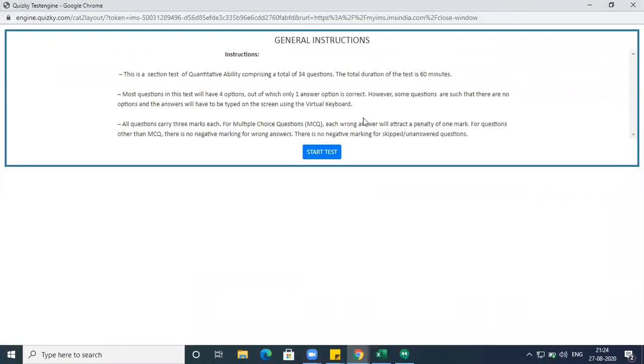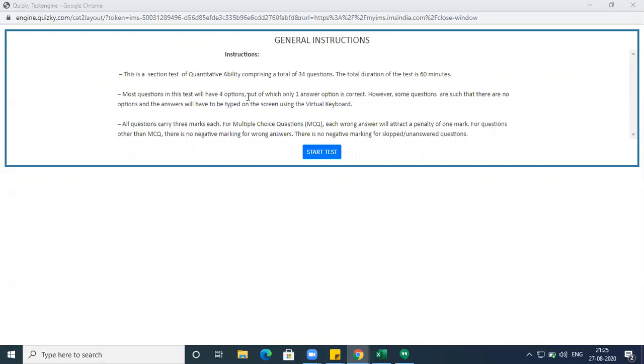Let's just read the instructions once. If you have any doubts in the middle of me doing this paper, please unmute yourself and speak up, because I will not be checking the chat box for the next 60 minutes. I'll only check it after the session. If there is something worth bothering me for during the test, please unmute yourself and go ahead. This section of QA comprises a total of 34 questions, 60 minutes.